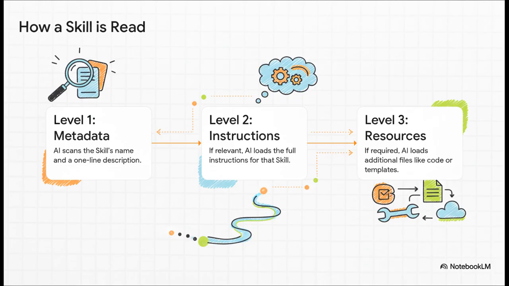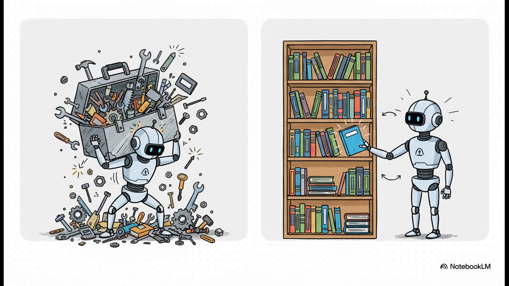Then, if your request matches a title, it moves to level 2 and opens the book, reading the detailed instructions for that one specific skill. And only if those instructions point to something like a code snippet or a template does it go to level 3 and access those resources. It's just incredibly efficient.